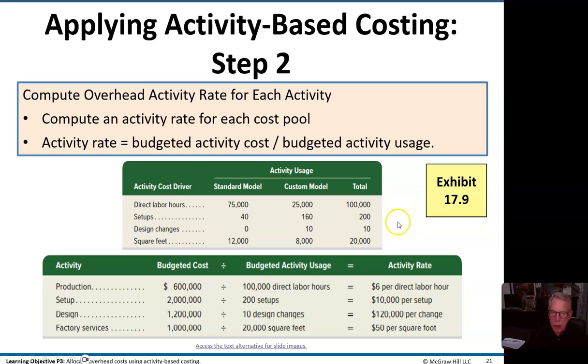So now be sure when you're allocating or computing these activity rates that you use the totals here. All right, and here are those totals here.